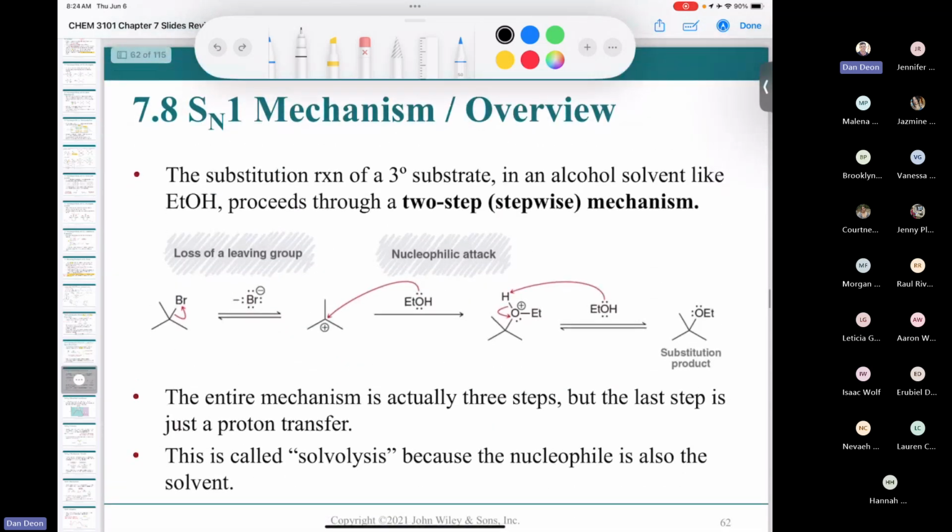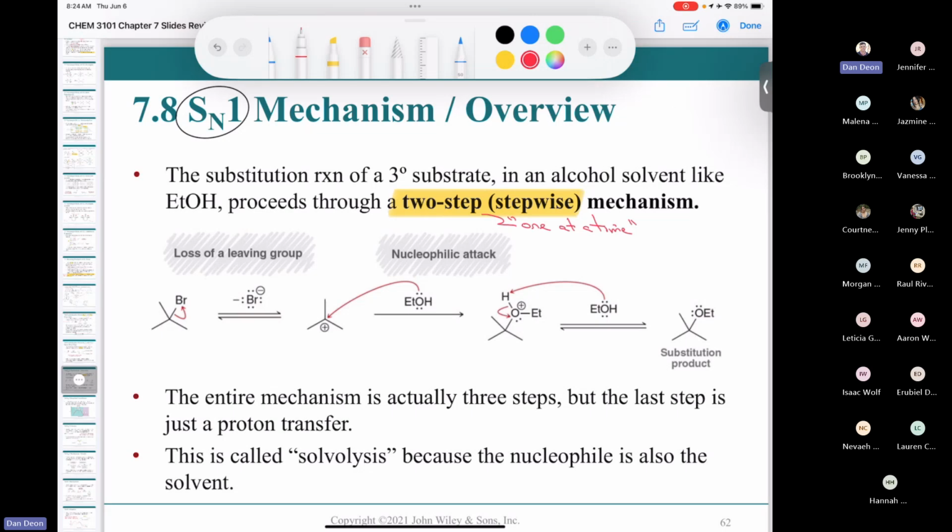All right. So let's take a look. First, we're going to start with the SN1, the substitution reaction. Then we'll look at the elimination after. So the substitution reaction of a tertiary substrate in an alcohol solvent like ethanol, could be methanol, could even be water, proceeds through a two-step, stepwise mechanism. Remember, if it's two steps or stepwise, that's what I was calling one at a time.